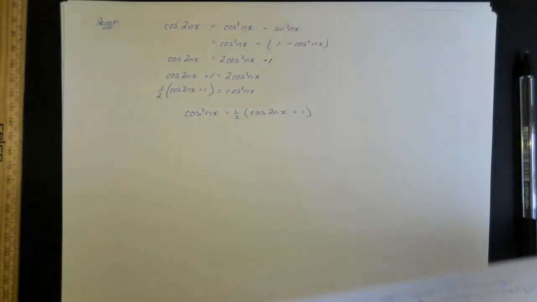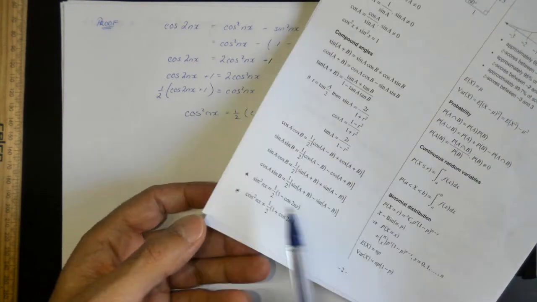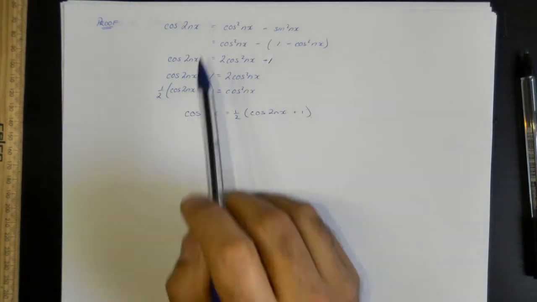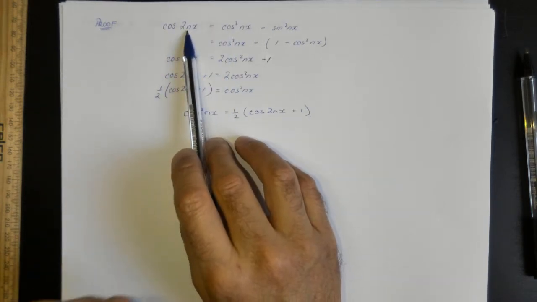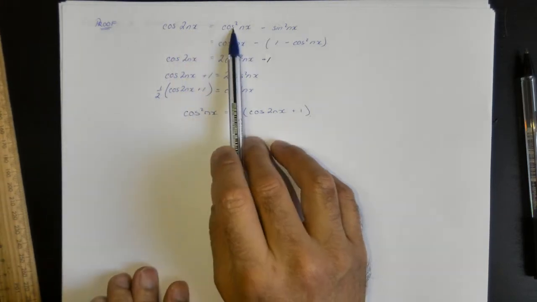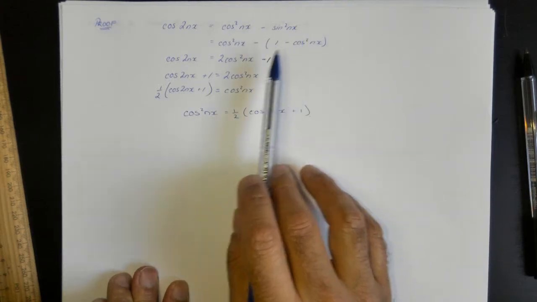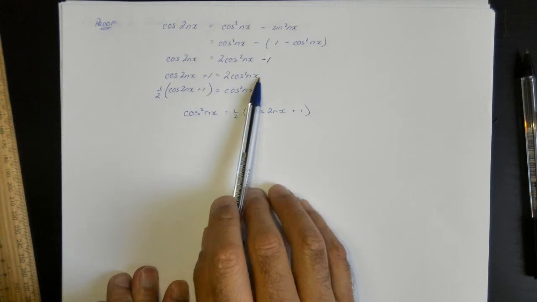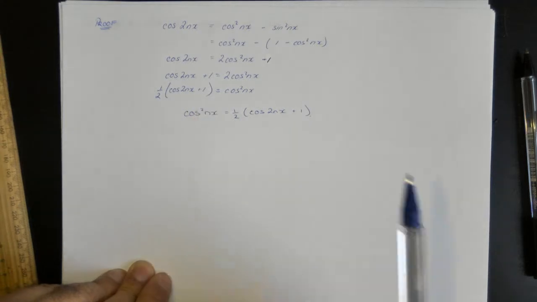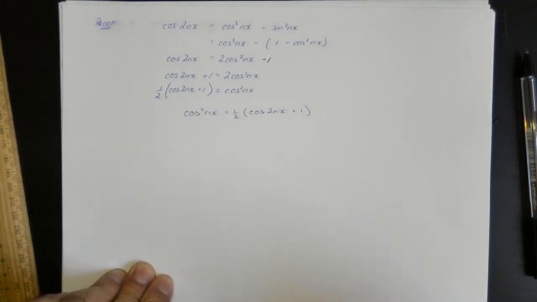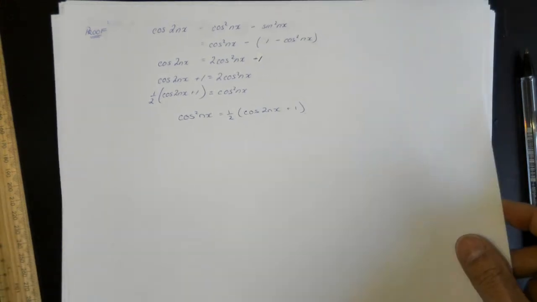If I wanted the proof of this identity, we're still using the cos of 2x. So cos of 2x is cos squared nx minus sine squared nx. Using the Pythagorean identity, we get 2 cos squared nx minus 1. Making cos squared nx the subject, we get a half of cos 2nx plus 1, giving us that identity. Similarly, you could do the same proofs with the sine 2nx.